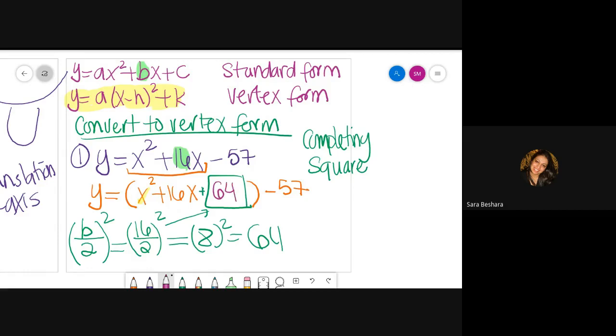Now, because this is an equation, since we added 64 here, I'm just going to subtract it from the outside to make sure the equation is still balanced. Remember, once you add something and you subtract it, you practically added nothing. Again, I add the 64 here, subtract it again from the outside, like you practically added nothing.